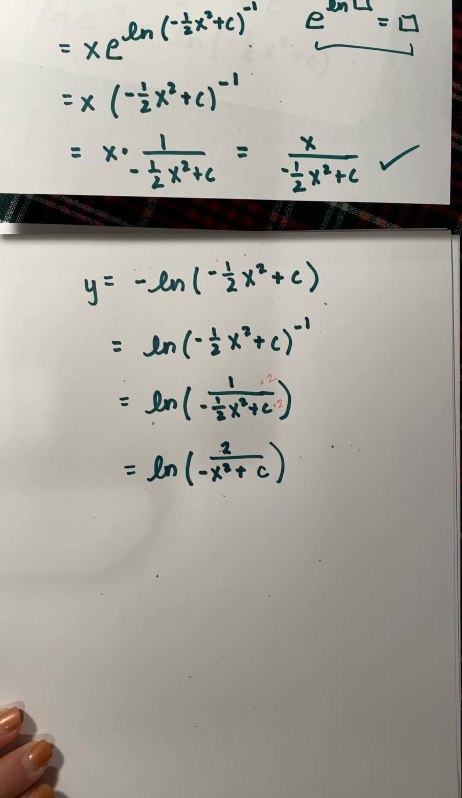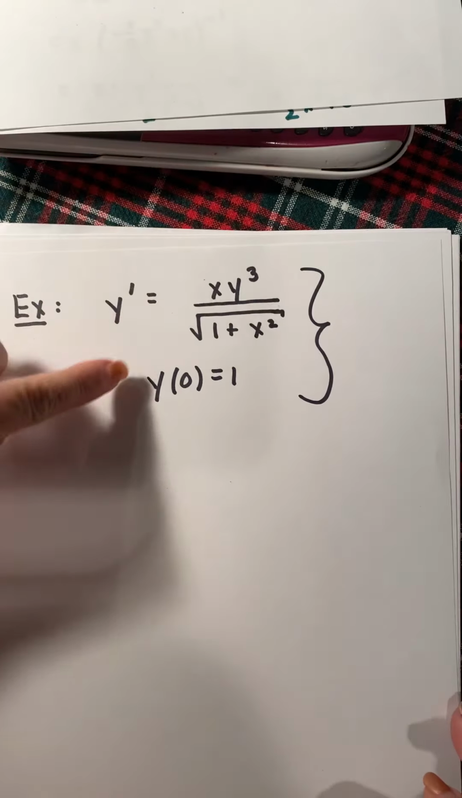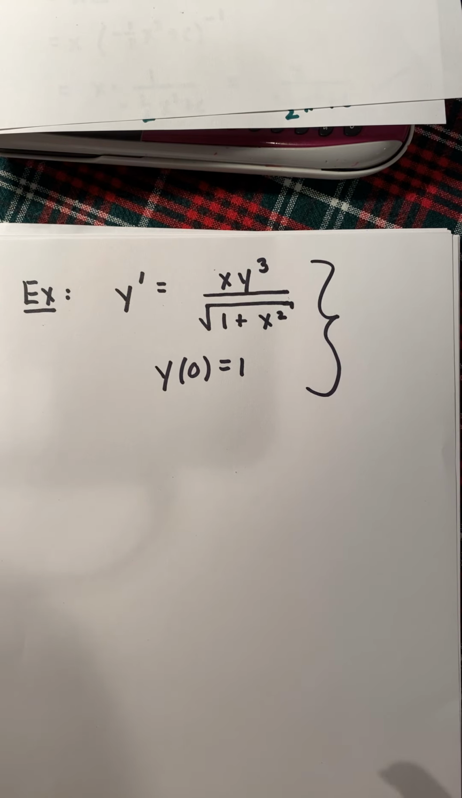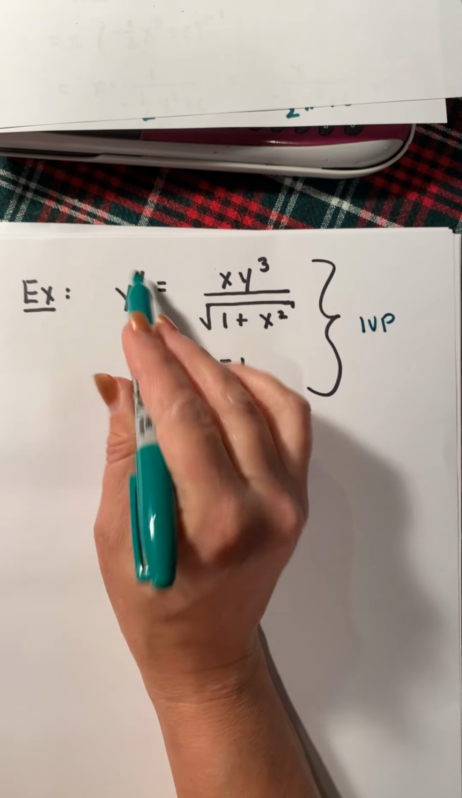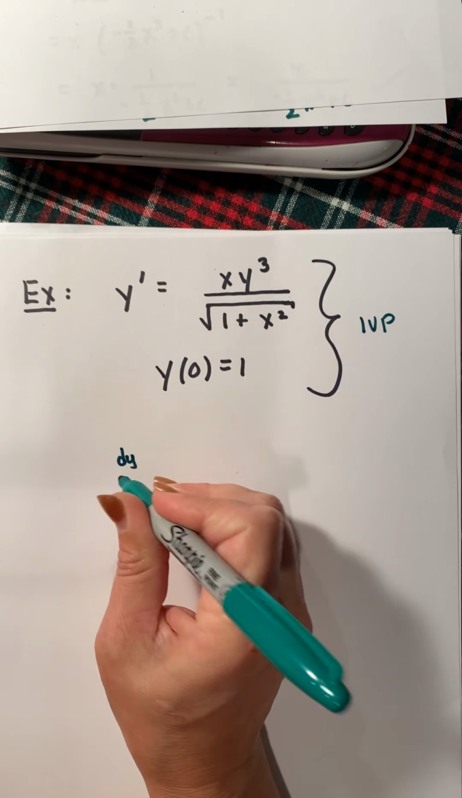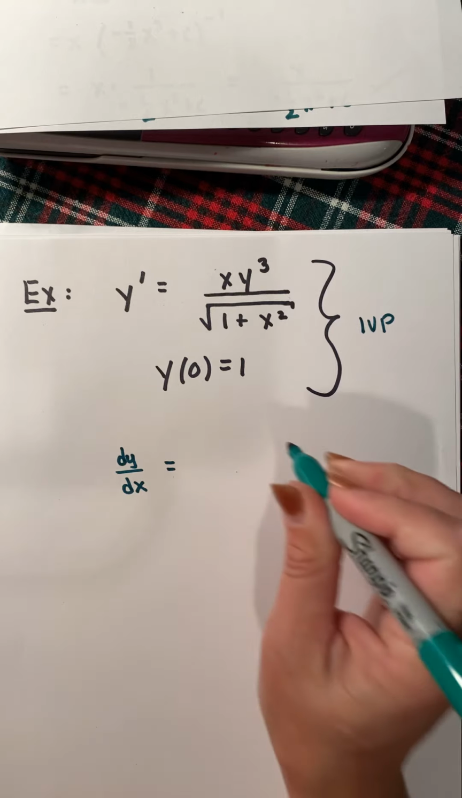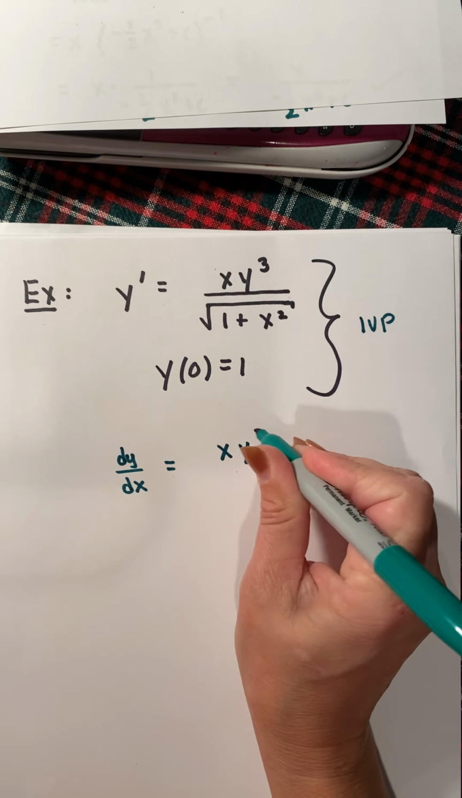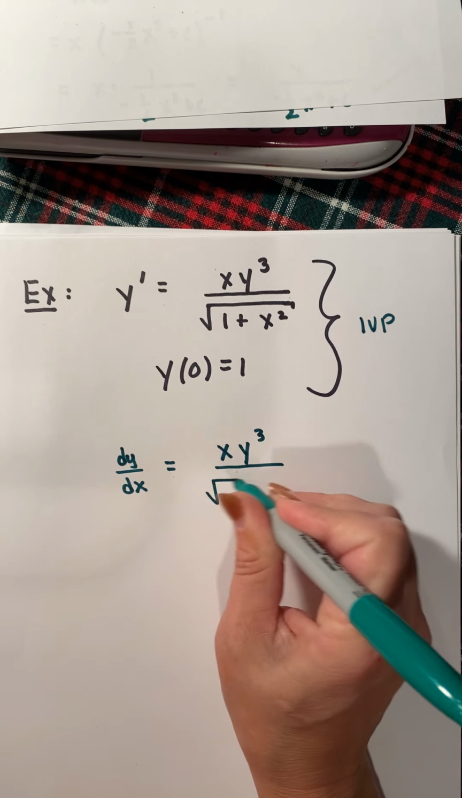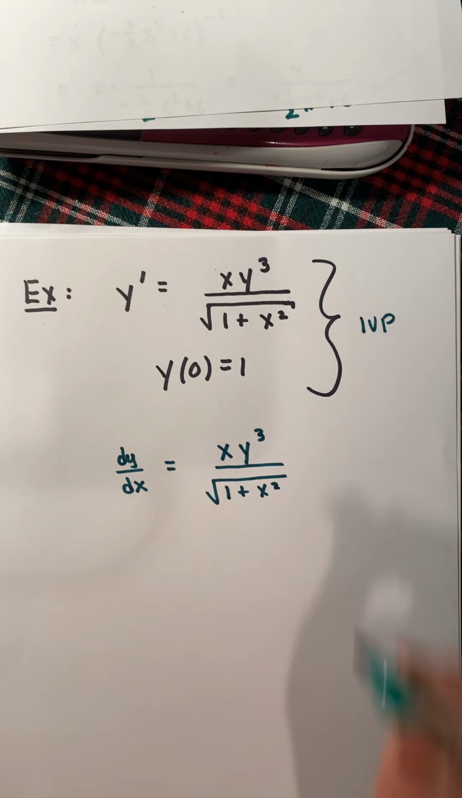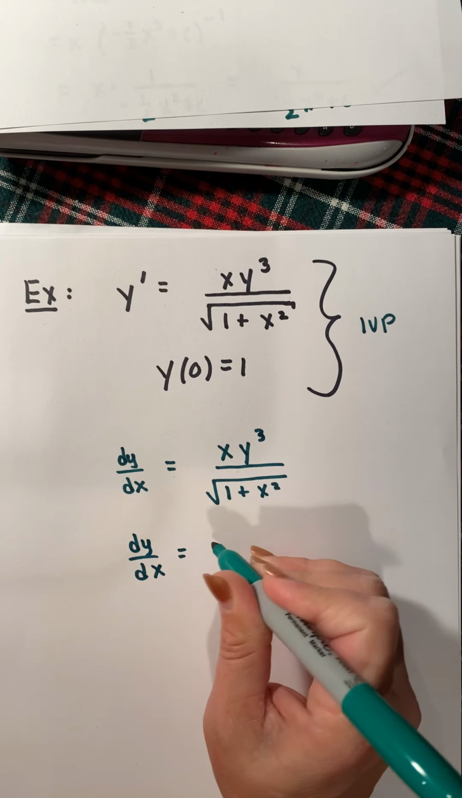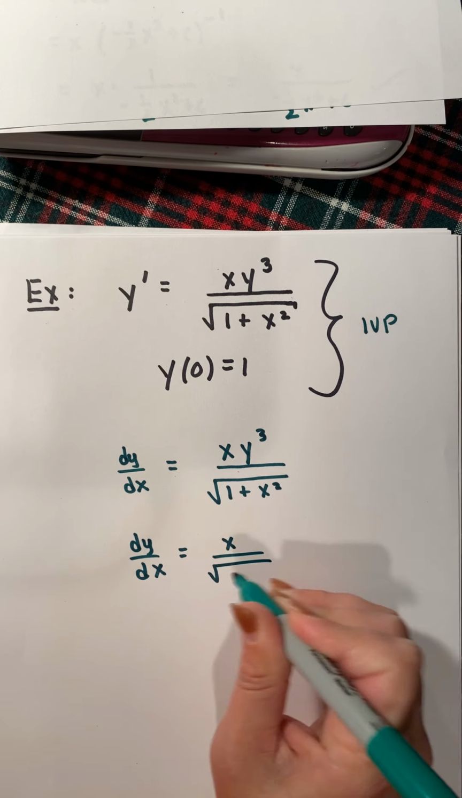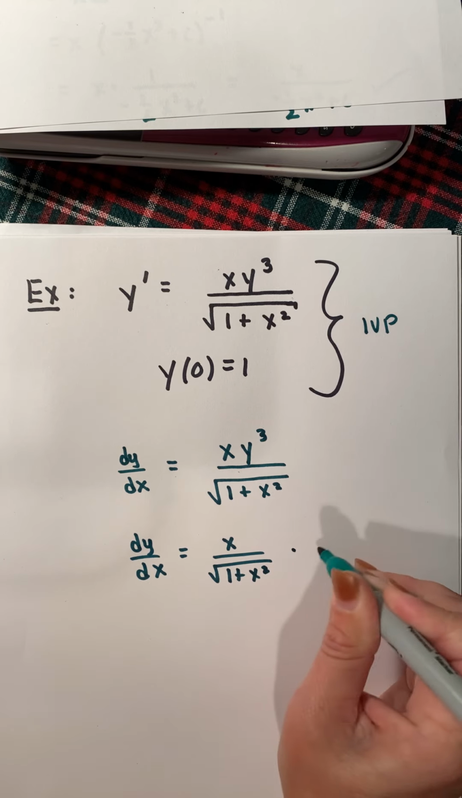All right, let's try another one. Let's look at this separable differential equation. This time I added the initial condition: the solution evaluated at 0 equals 1. So this is an initial value problem. We are first going to solve, well, y prime, remember, when you're solving it using separation, we're going to write it as dy dx equals x y cubed all over the square root of 1 plus x squared. All right, so the more you do, the more obvious these become. Notice that this is just x over the square root of 1 plus x squared times y cubed.